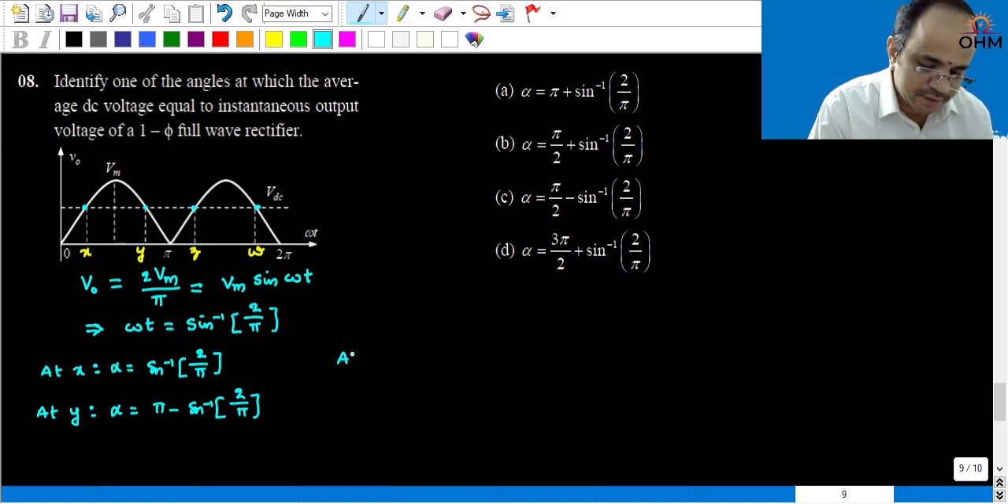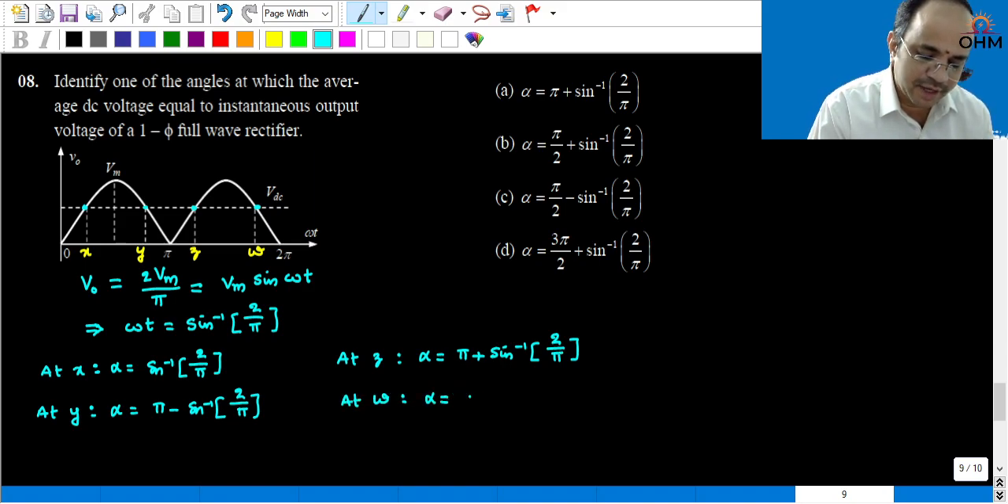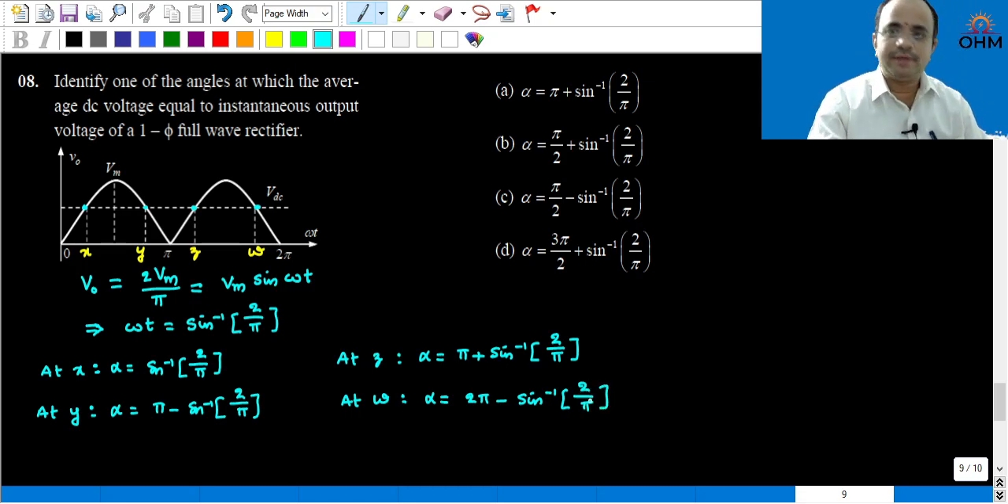At point z, how to define alpha? That will be pi plus sin inverse 2 by pi. At point w, alpha can be defined as 2 pi minus sin inverse 2 by pi. So these are the points. Now look into the options. So any one option can be possible.